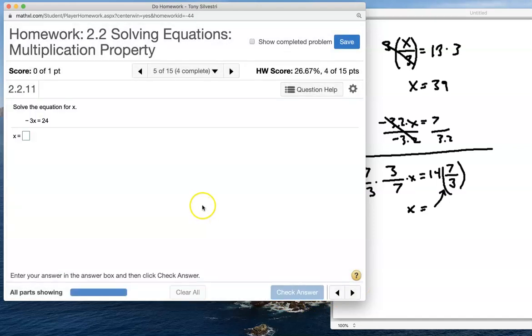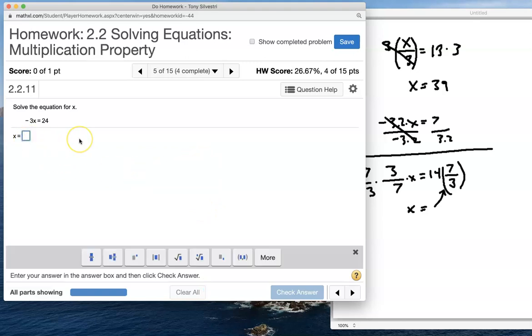Now they want us to solve. What would you do here? Of course, you would take the point of view of x. X is being multiplied by -3. I need to divide by -3 on both sides. What would happen if I divide by -3? That's what you would get when you divide both sides by -3, and that's equal to -8. When you do the math, the answer would be -8.